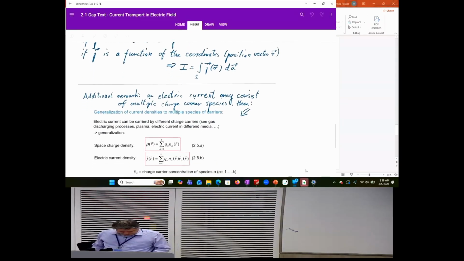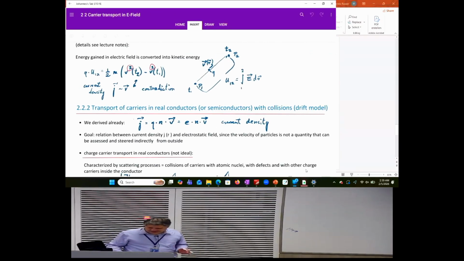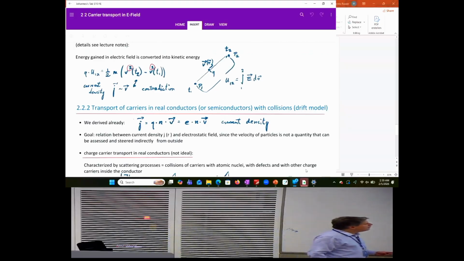So from that point, we moved on, and we were looking actually at two scenarios. One scenario not so closely, but we see that the current, how we were looking at it, requires the velocity. And if you are in free space, then of course you also have a velocity, and you can give your current density also by taking the space charge density times the velocity.